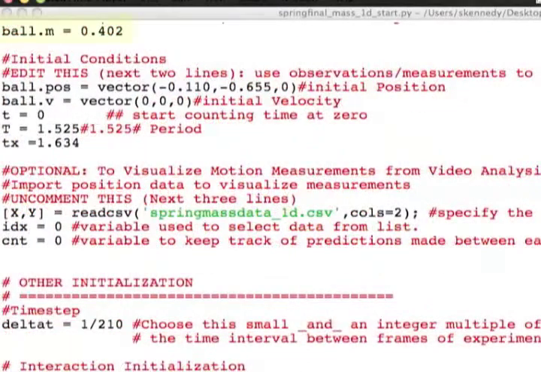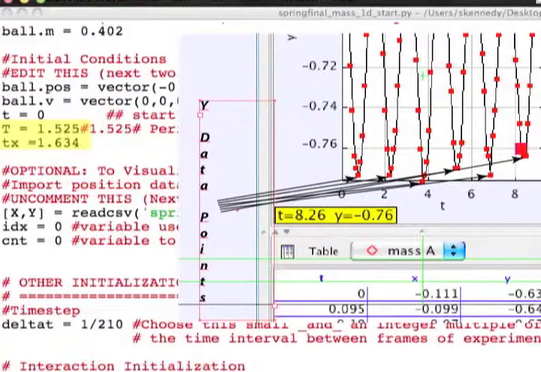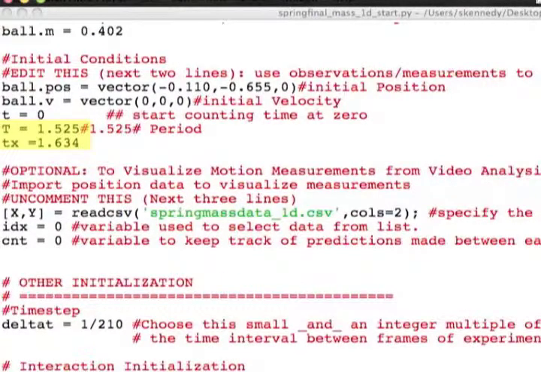The mass was given to be 0.402 kilograms. The initial ball positions were updated from the Tracker 2D video. The period for the y and x axis were acquired by utilizing the data from the Tracker programming and averaging 5 data points and calculating the period. I utilized 1.525 seconds for the y-axis and 1.634 seconds for the x-axis.